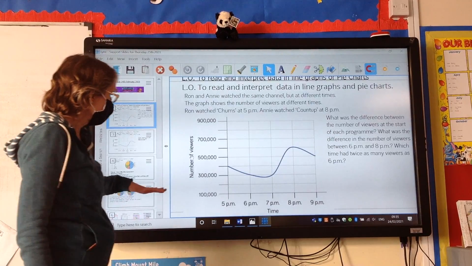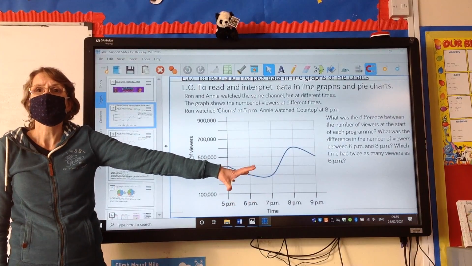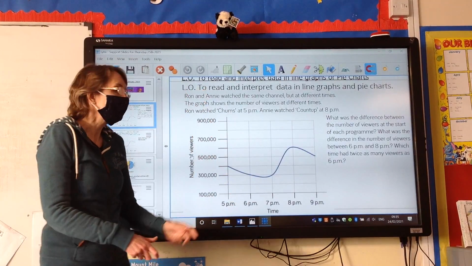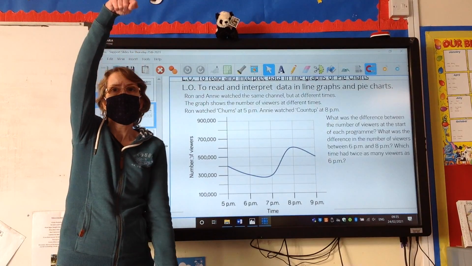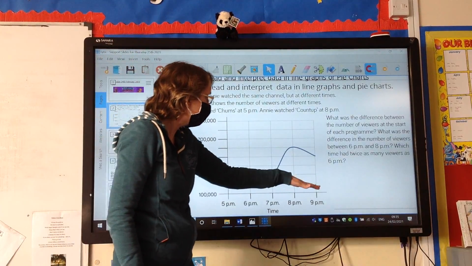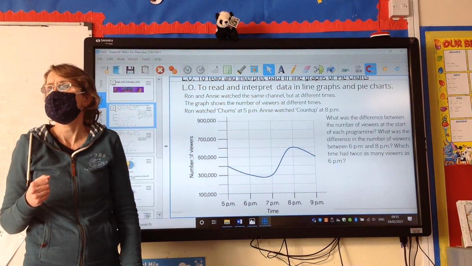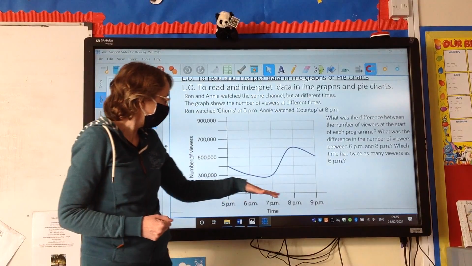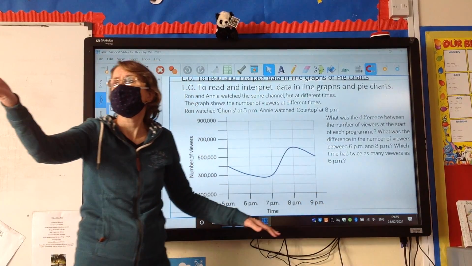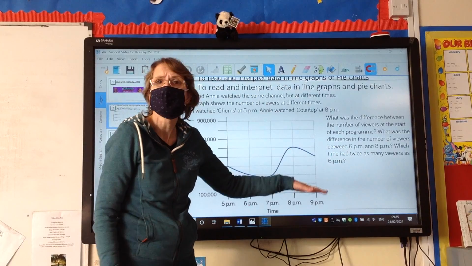We've got the information at the bottom, which is the thing that you change, and then the information at the side, which is the thing that you measure. Good. And the information at the bottom needs to be what? What do you need to remember with the information at the bottom? It needs to be equal. Yes, good. Regular intervals, equal intervals.